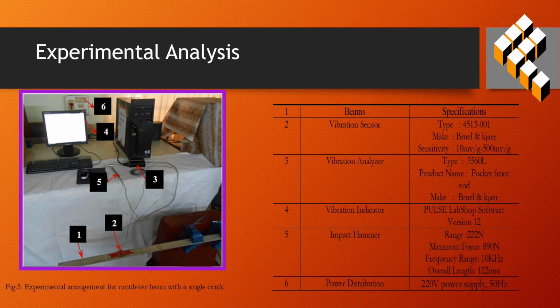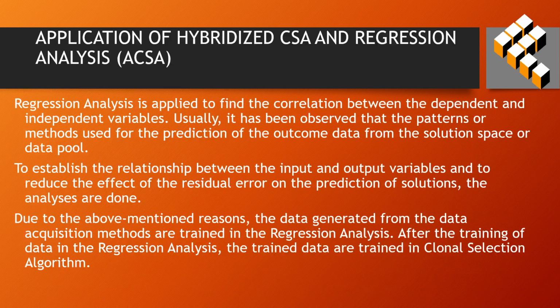So you see here how the experimental analysis has been carried out. Different numbers are there, 1, 2, 3, 4, 5, 6. All the numbers here have been analyzed by the specifications like vibration sensors, vibration analyzer, vibration indicator, impact hammer, or you can say power distribution.